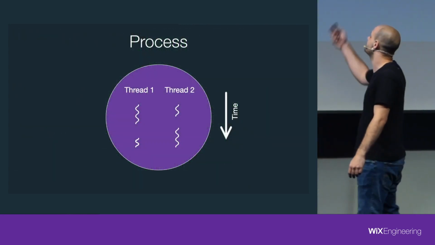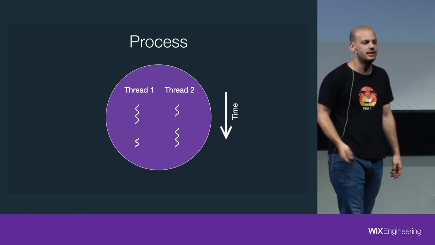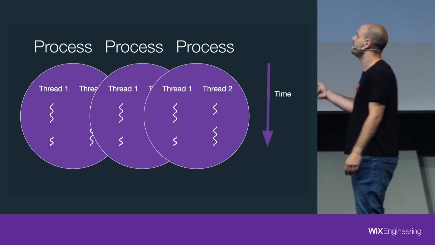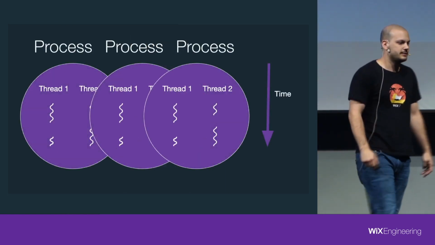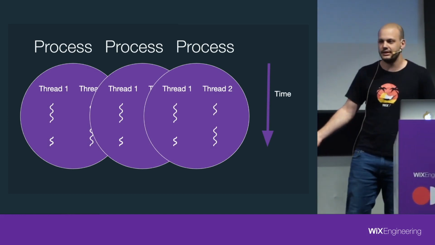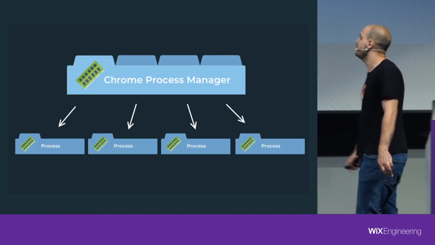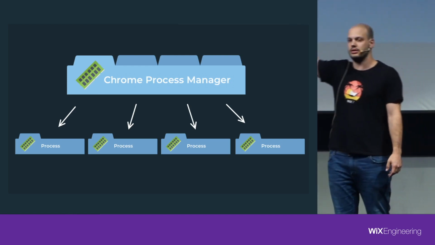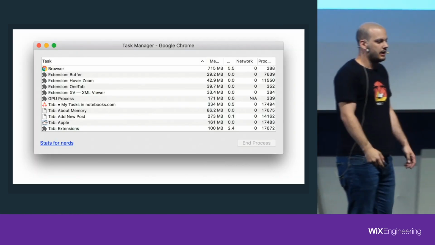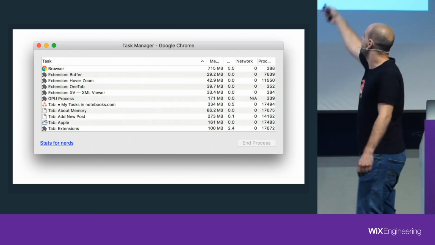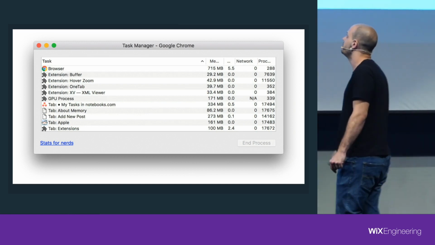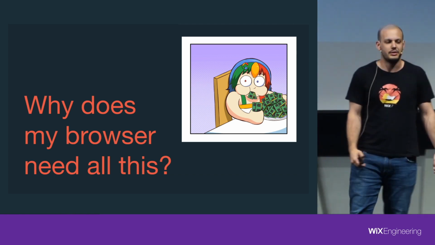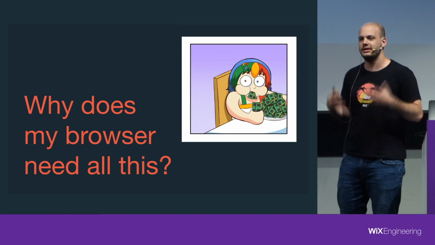So we all know about processes, and each process has some threads, and the operating system is handling all the threads, and in our computer we have a lot of processes. And how does it work in our browser? Our browsers today have a process for each tab. It started from Chrome, but a lot of browsers are joining. And you can see all the processes and everything that my Chrome needs to kill my computer. And why does it need all this? Why does my browser need so much memory to handle a lot of things?